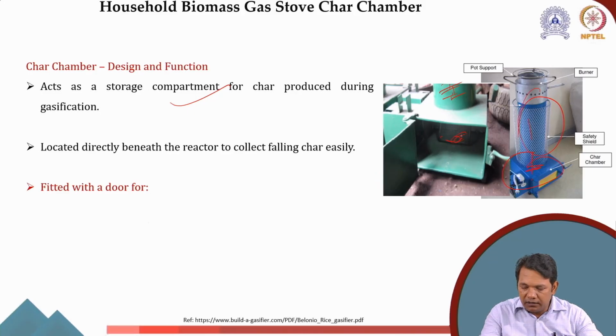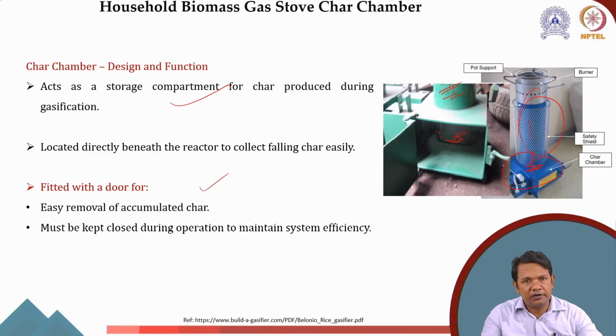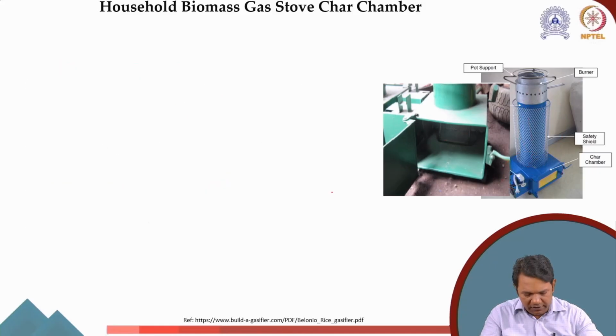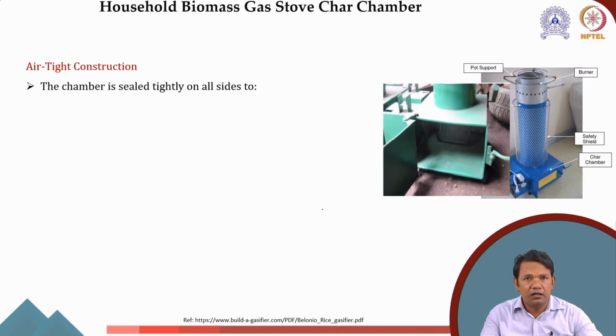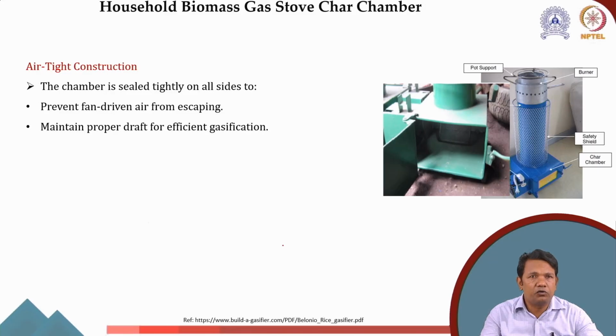Now, because it gets filled, we have to clean it on a regular basis. So it is also fitted with a door for easy removal of accumulated char. However, this must be closed during the operation. Otherwise, there will be uncontrolled flow of the primary air, and that will eventually affect the system efficiency. Particularly, this is an airtight construction. The whole chamber is sealed tightly on all sides to prevent the fan driven air from escaping, and also to maintain proper draft for efficient gasification.